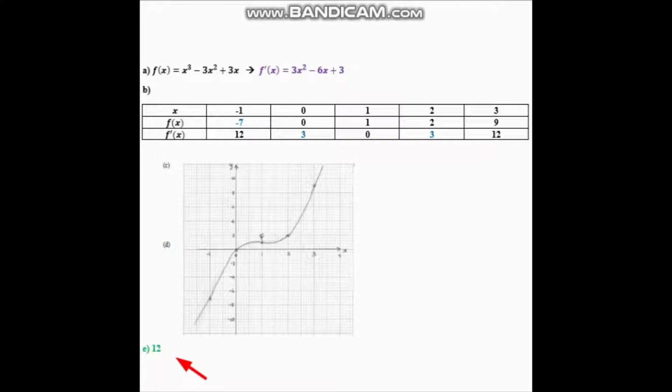There is your answer. So this concludes the question. Kindly take a minute to write this down if you will. I hope you have found this question easy to understand.